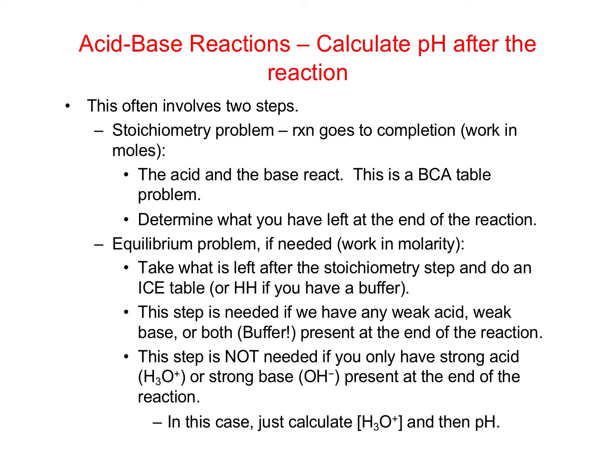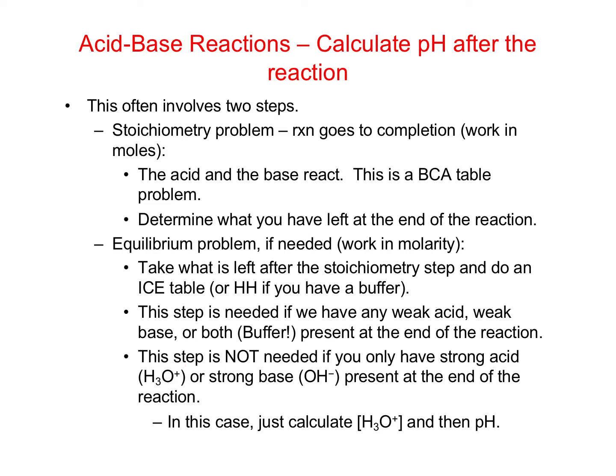All right, so once you've done your BCA table that we'll do an example of next, we want to look and see what's present at the end of the reaction. That will determine what we do with the second step. After we do the stoichiometry problem, depending on what's left, we very likely will have an equilibrium problem. We'll take what's left, and it's either going to be an ICE table, or if we have a buffer, both a weak acid and its conjugate base, or vice versa, we can use the Henderson-Hasselbalch equation.